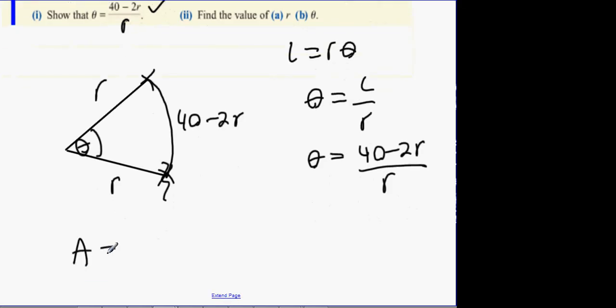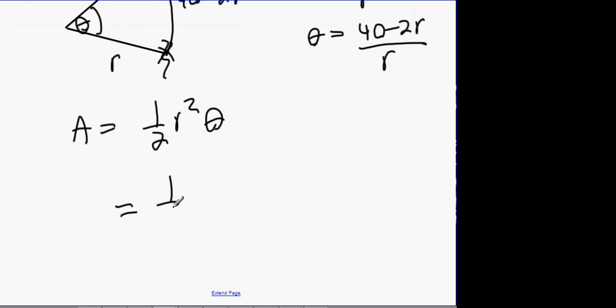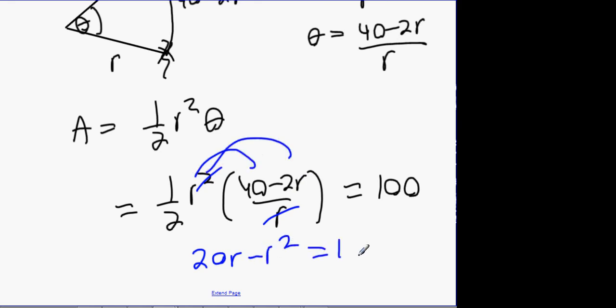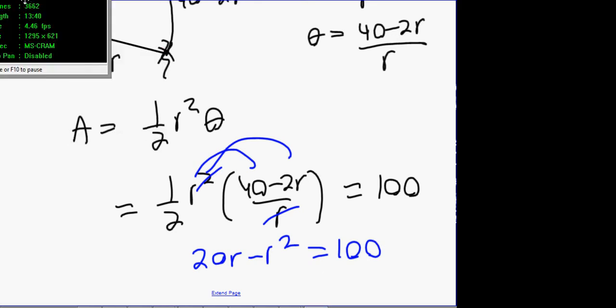So you're going to use your area formula, which is a half r squared theta, and what you're going to get is a half r squared times 40 minus 2r over r equals 100. You cancel out that r with that r. Then you multiply in by a half r, so you get half of 40, you get 20, multiply by r, you get 20r. Half of 2r is 1r, 1r multiplied by r gives you minus r squared equals 100. You understand that you're going to do a quadratic equation. I'm going to stop it there. Okay guys.